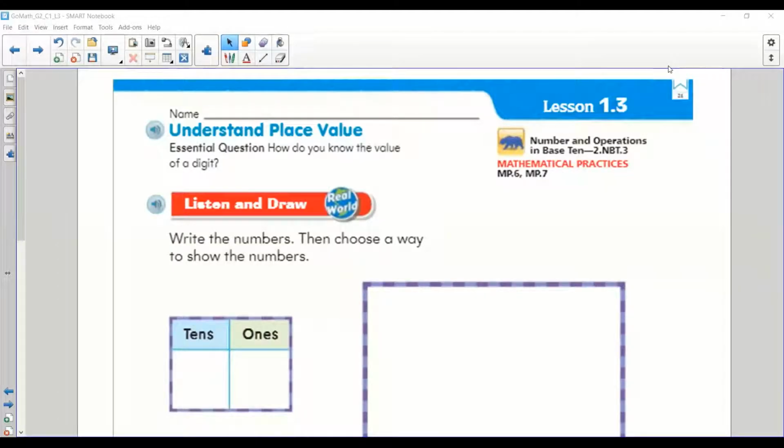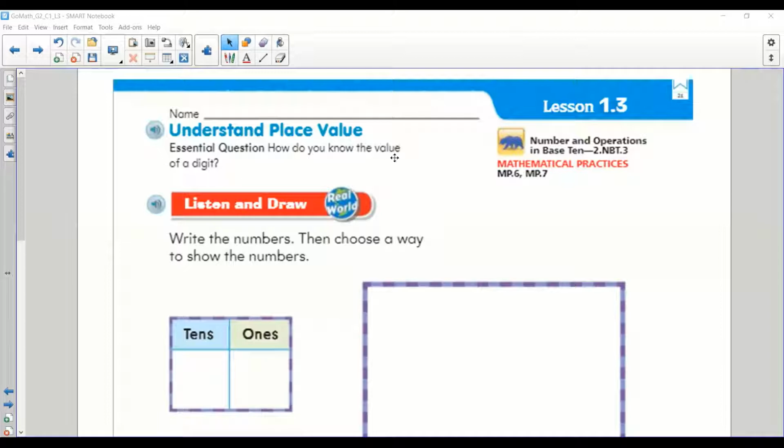Today we're doing lesson 1.3. What we're going to learn is to understand place value. You'll be hearing a lot about place value in second grade. And our essential question is, how do you know the value of a digit?